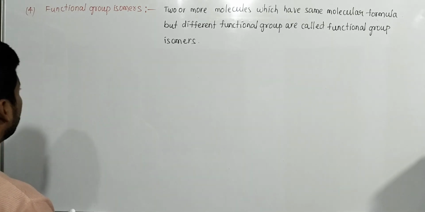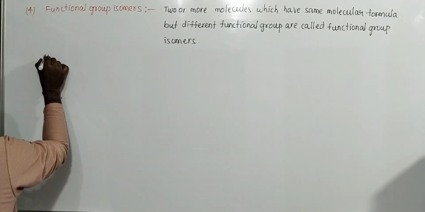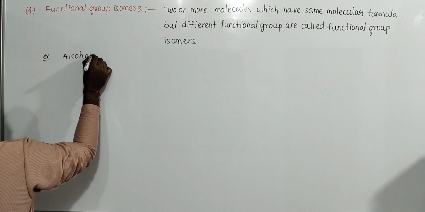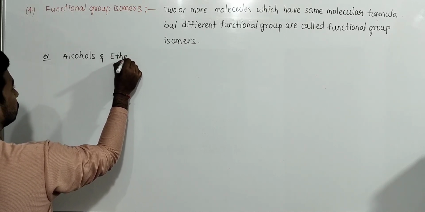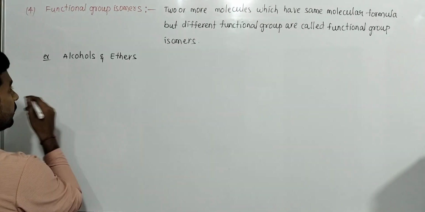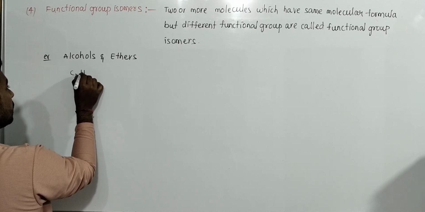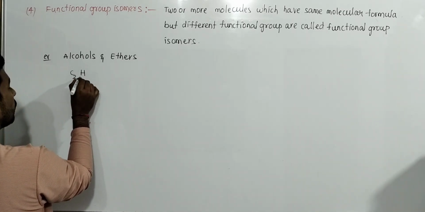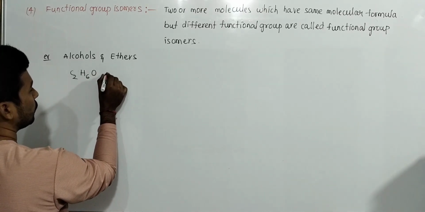First example: alcohols and ethers. Alcohols and ethers are functional group isomers. If you see the molecular formula C2H6O, with this molecular formula I can write two isomers.